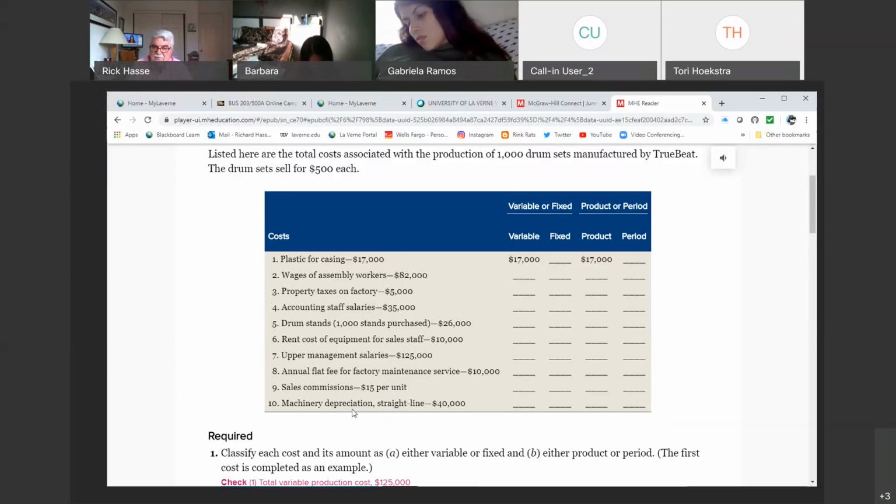Letter number 6, rent cost of equipment for sales staff. Rent cost of equipment for the sales staff. Since it's rent, $10,000, that's a fixed cost. And since it's for sales staff, it's a period cost. Nothing to do with the product.